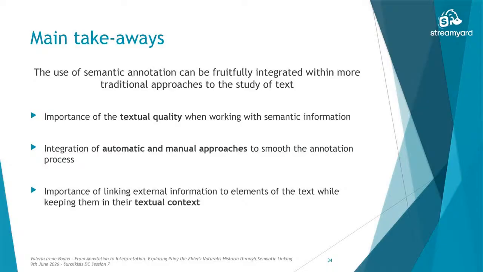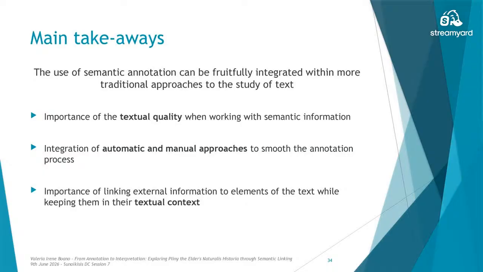Then secondly, the integration of automatic and manual approaches that can really help to smooth the annotation process. So one is not forced to use only one of them, and often the integration of both is really what makes the process faster. And finally, the importance of linking the information to elements in the text while keeping them in their textual context. This is crucial because in this way, we are able both to exploit the information that comes from other resources and also to take into consideration their textual context.